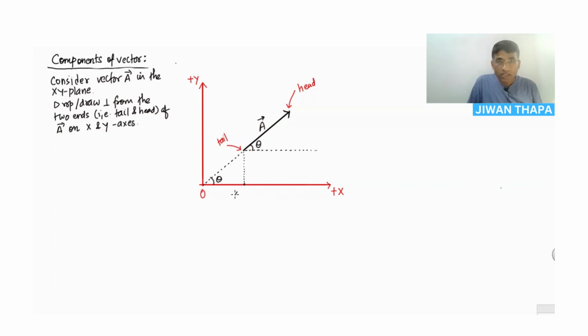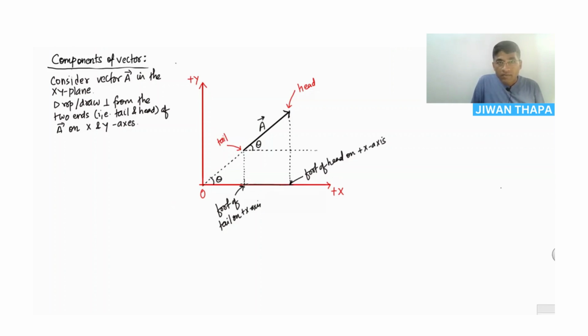So let us drop a perpendicular from the tail of vector A on the positive x-axis. This point represents the foot of the tail on the positive x-axis. And let us draw a perpendicular from the head of vector A on the positive x-axis. This point represents the foot of the head on the positive x-axis.